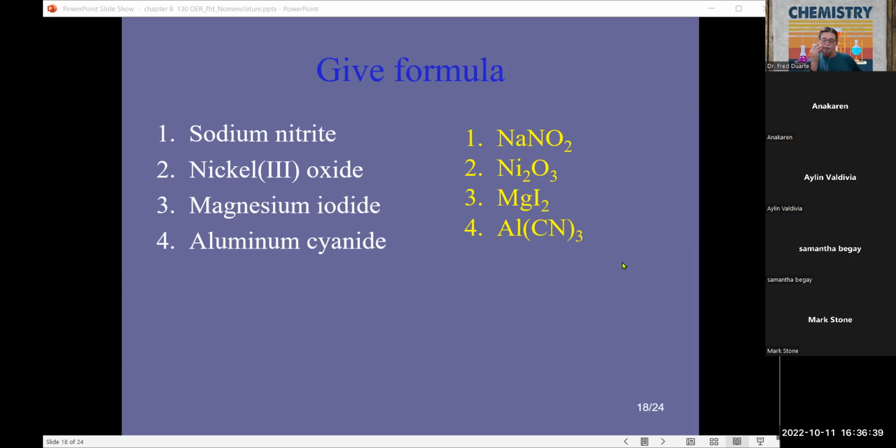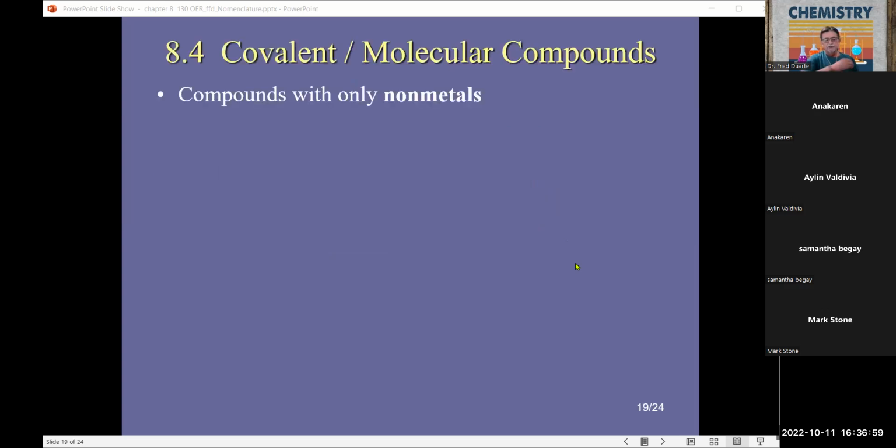And then finally, with polyatomic ions, if you need more than one, use parentheses with a subscript to designate how many of those you need, okay? If you only need one, then you don't need a parenthesis, okay? Just like that. All right. With that, that brings us into covalent compounds and how we're going to name these.